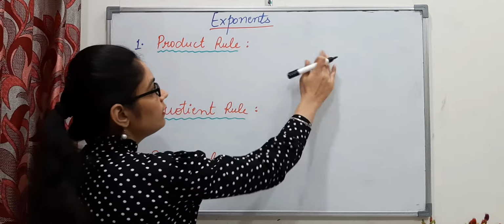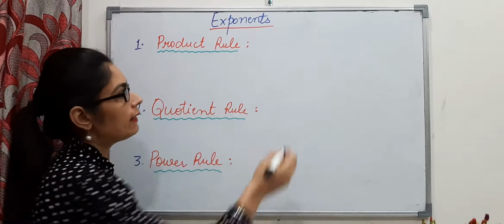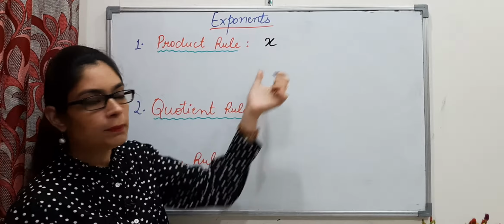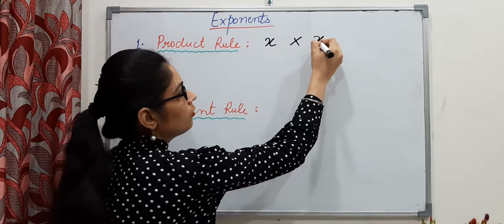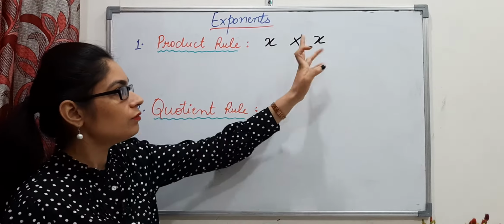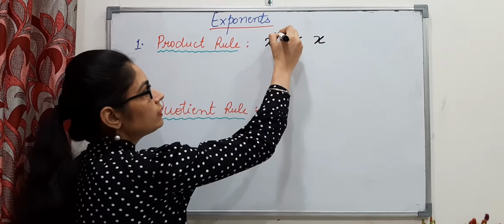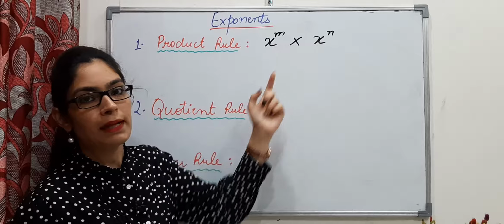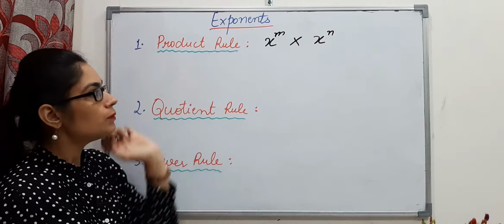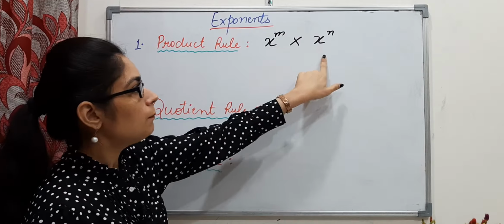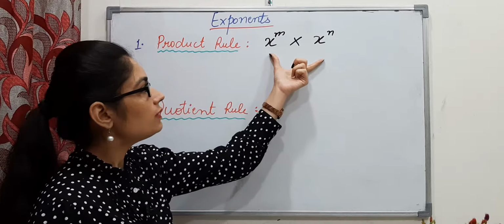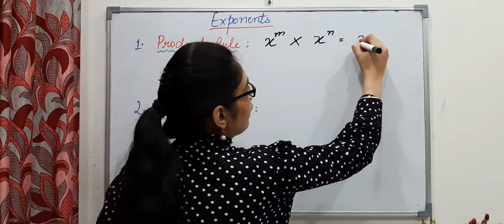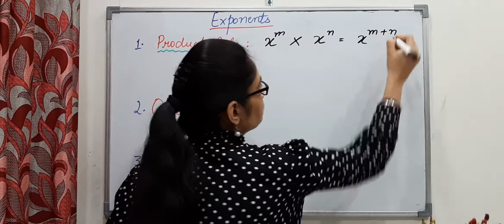So let us understand it. If we have any number, we will take x, because this will be the standard form. x is any number and it is getting multiplied with the same number, but the power of the first x is m and the power of the second x is n. The numbers are same, they are getting multiplied, only the powers are different. According to this product rule, when the bases are same and these numbers are getting multiplied, we have to add their powers. So it will become x to the power m plus n.